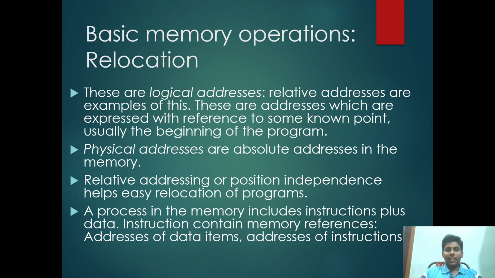Basic memory operations: relocation. These are logical addresses. Relative addresses are examples of this. These are addresses which are expressed with a reference to some known point, usually the beginning of the program. Physical addresses are absolute addresses in the memory. Relative addressing or position independence helps easy relocation of programs. A process in the memory includes instructions plus data. Instructions contain memory references: addresses of data items, addresses of instructions.